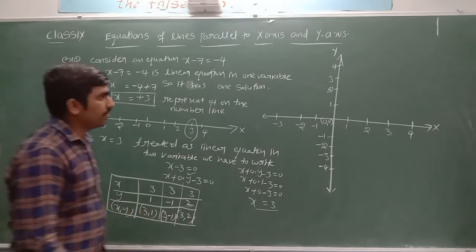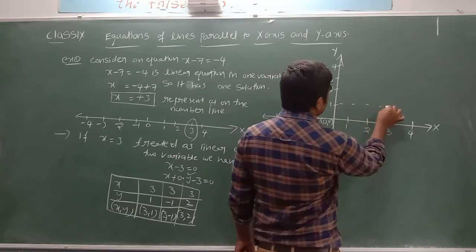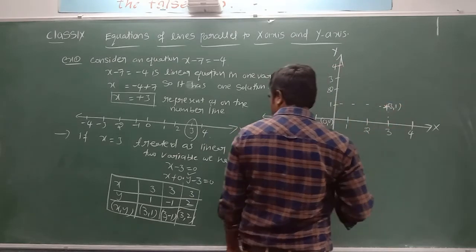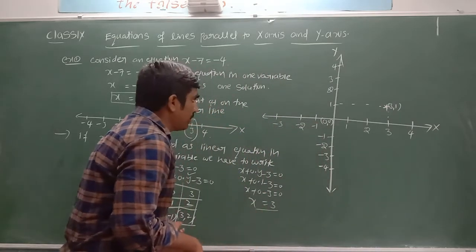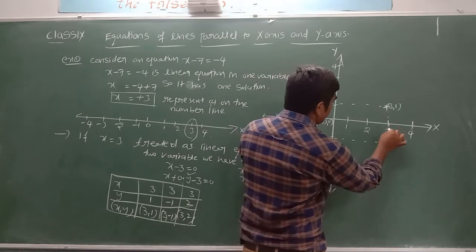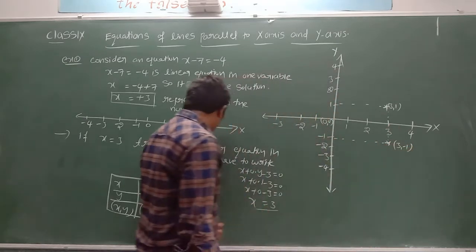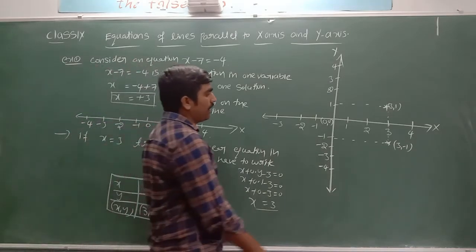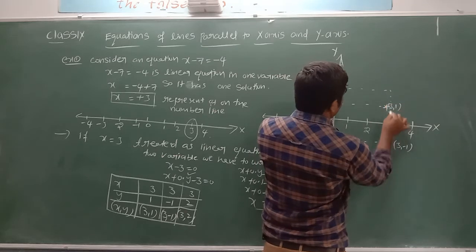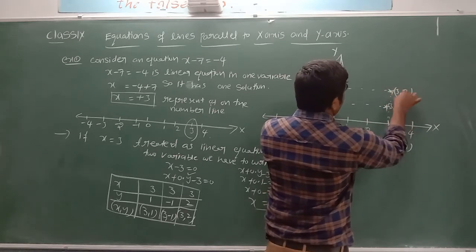3 comma 1. Where can I get 3 comma 1? On x 3, on y 1. Yes, we get it here. This is the point 3 comma 1. Next, 3 comma minus 1, on x 3, y minus 1. Yes, we can see it here. One more point, 3 comma 2, on x 3 and y 2. We can see it at this point.